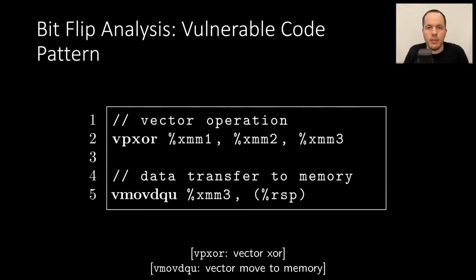We then performed an additional analysis to understand which kind of instructions are more likely to receive faulty data in an undervolted environment. We found this specific code pattern to be especially prone to it. There is a vector XOR or add or similar instruction followed by a move of the data used by the previous instructions to memory. This is used a lot in cryptographic code, which is of course very interesting for an attacker.